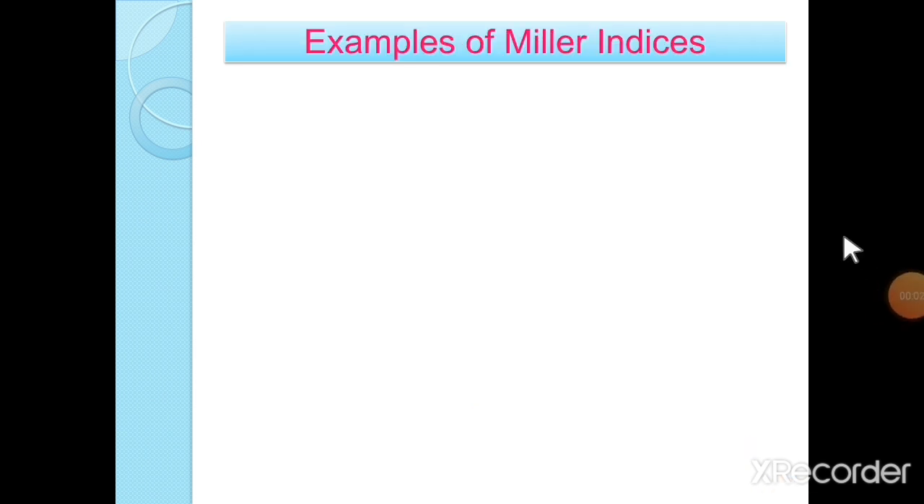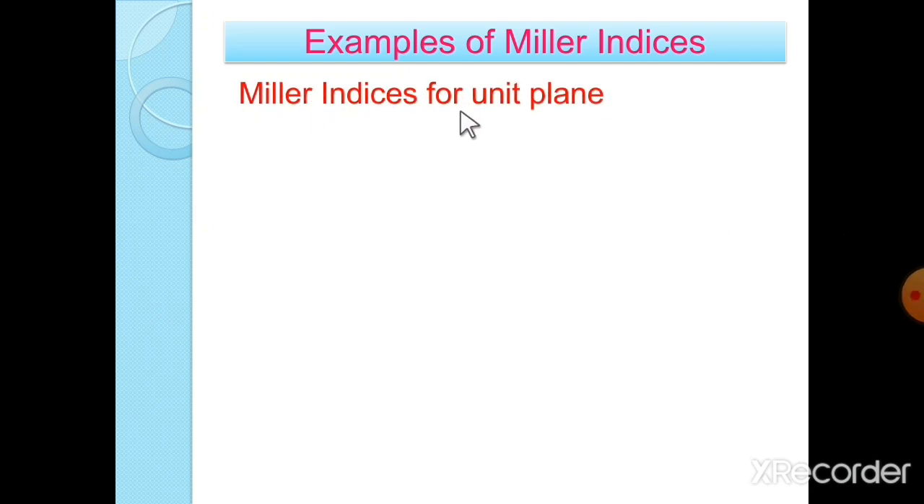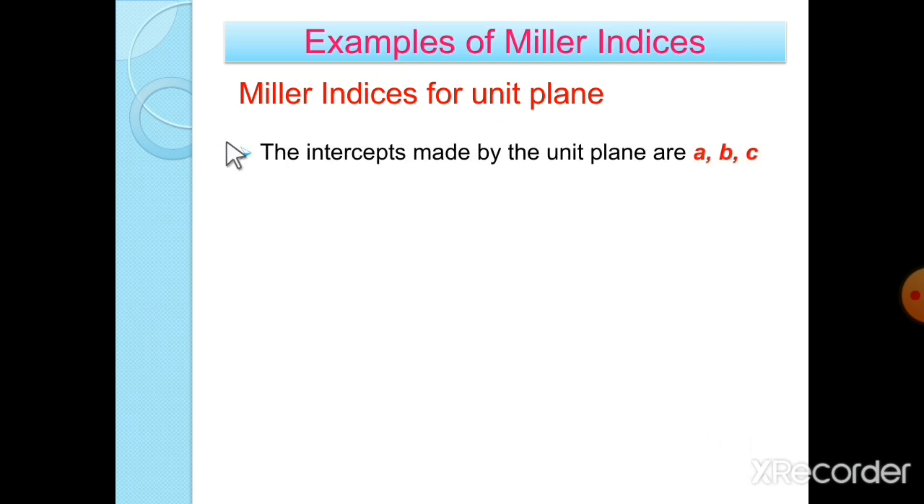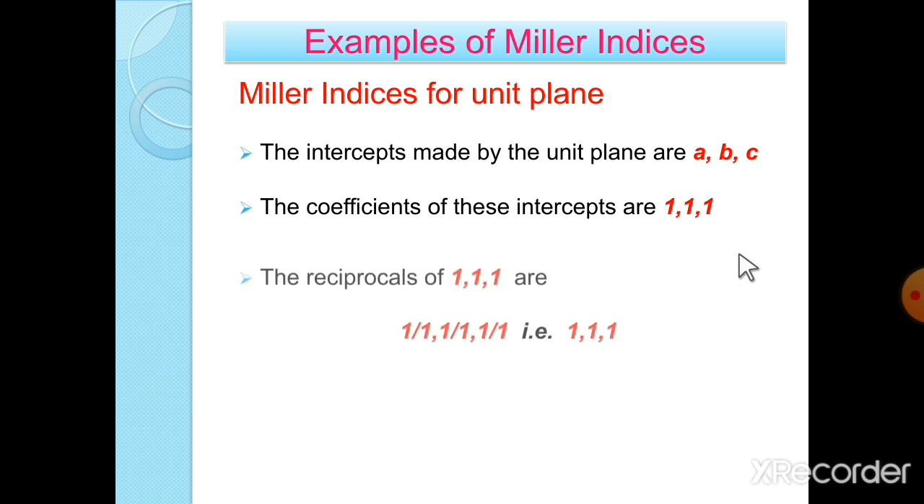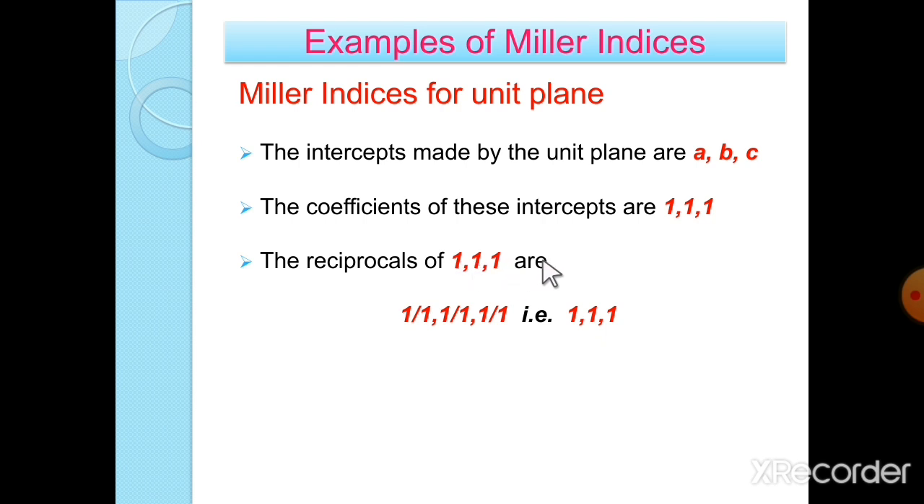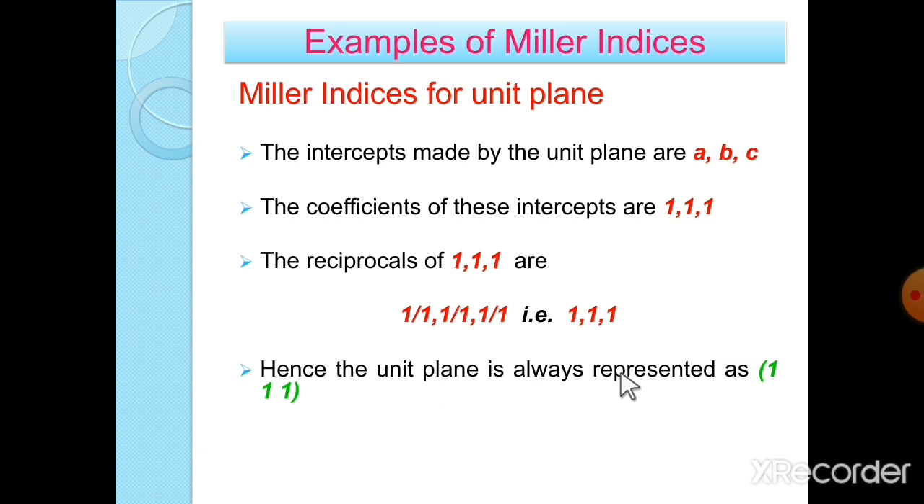Now let us discuss some of the examples related to Miller indices. How to calculate Miller indices for a unit plane. The intercepts made by the unit plane are a, b, c. The coefficients of these intercepts are 1, 1, 1. That is, Weiss indices are 1, 1, 1. The reciprocals of 1, 1, 1 are again 1, 1, 1. Hence, the unit plane is always represented as 1, 1, 1. We have to make a note here that for a unit plane, both Weiss indices and Miller indices are 1, 1, 1.